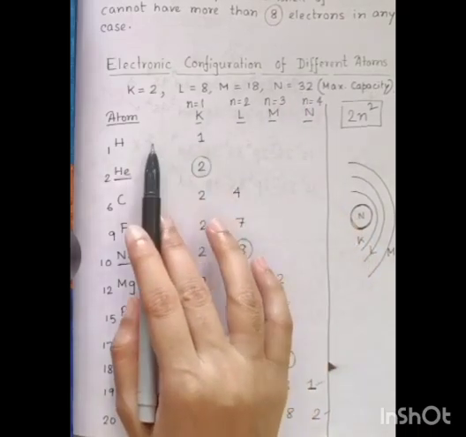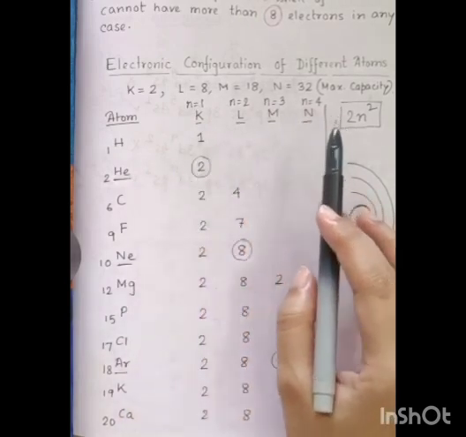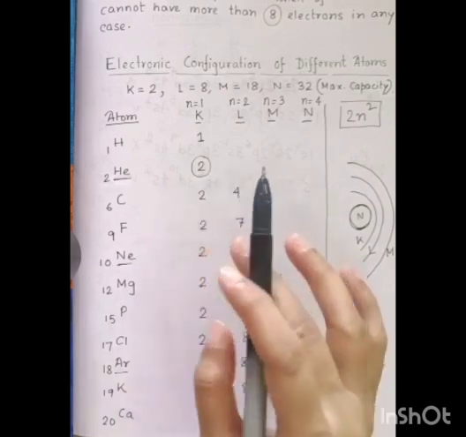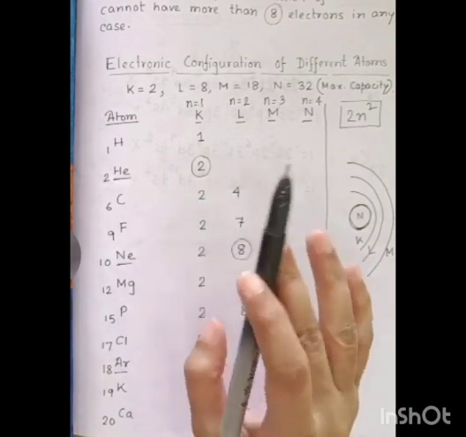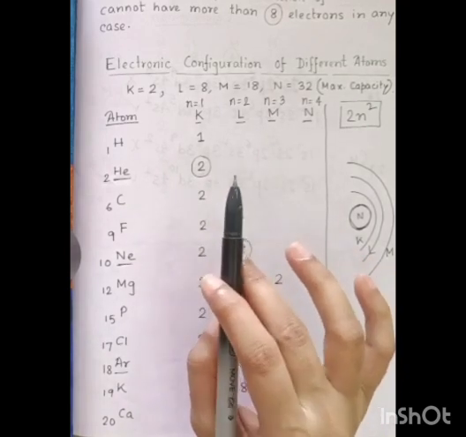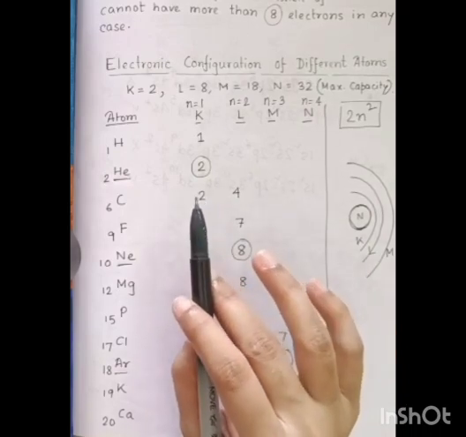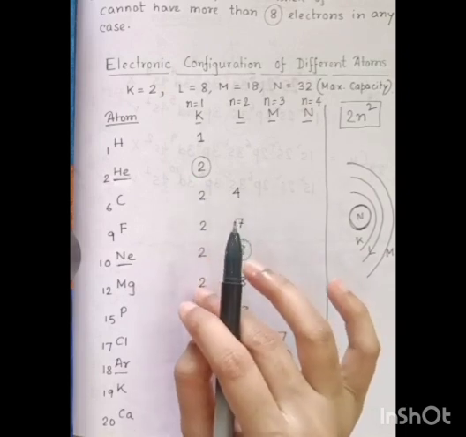Now, before you start writing electronic configuration of different atoms, you need to memorize the names of the elements according to their atomic number, starting from 1 to 20. Now, what is atomic number? Atomic number means the total number of protons present in the nucleus of an atom of an element.